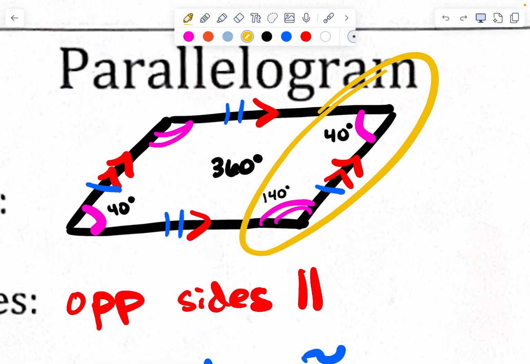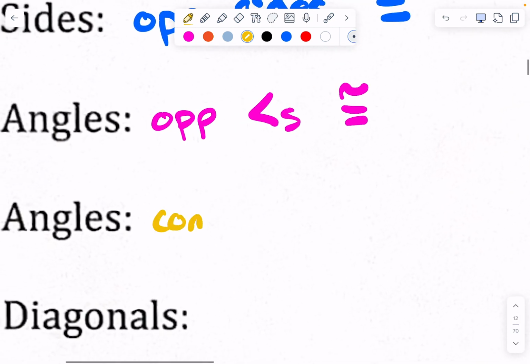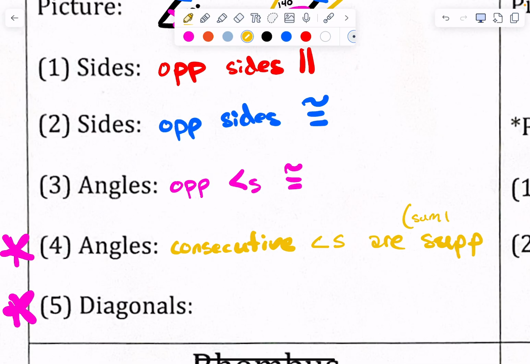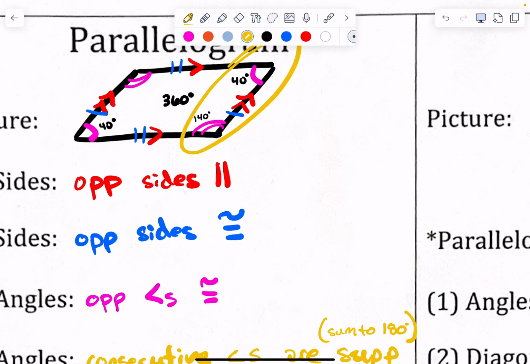Now, what are the angles called that are right next to each other? They are called consecutive angles. So consecutive angles are supplementary, okay, which means they add up to be 180. Sum to 180 degrees, okay? The ones that are right next to each other are going to add up to be 180. So if I know that that's 40, I know that that's 140. If I know that that's 20, I know the other one's 160, right?